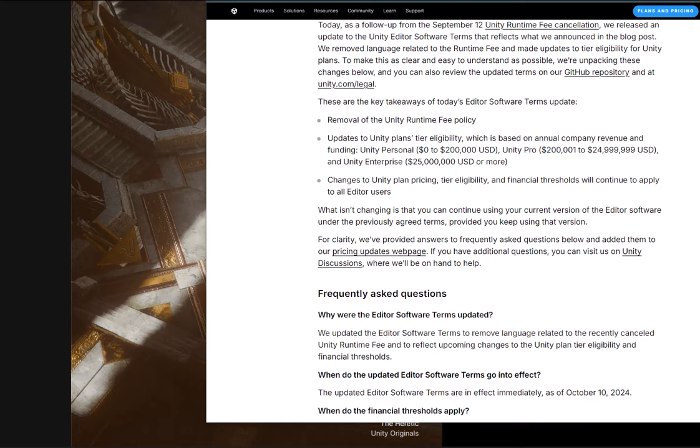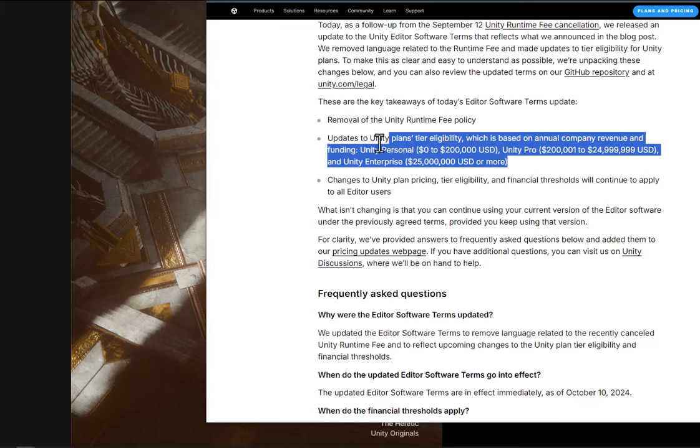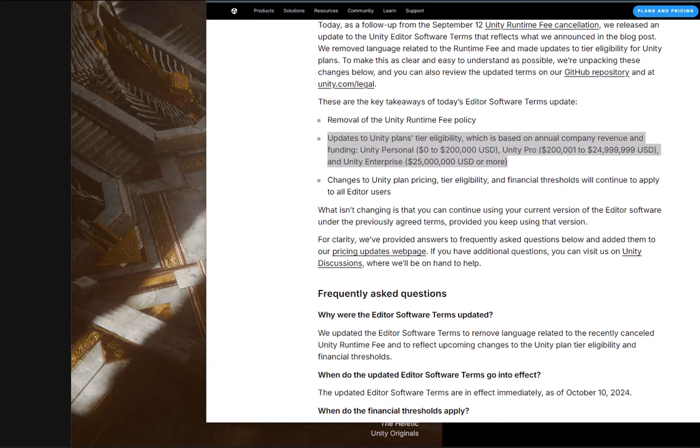One of the key points is they removed the runtime fee policy, which is great. That's what everyone's looking for, and that's probably why they put that first. The second one talks about the tiers, how much you would have to make in order for something to apply. It says updates to Unity plans tier eligibility, which is based on annual company revenue and funding. Do you see all the other tiers there? Basically, it applies to all of that. And finally, changes to Unity plan pricing, tier eligibility, and financial thresholds will continue to apply to all editor users.